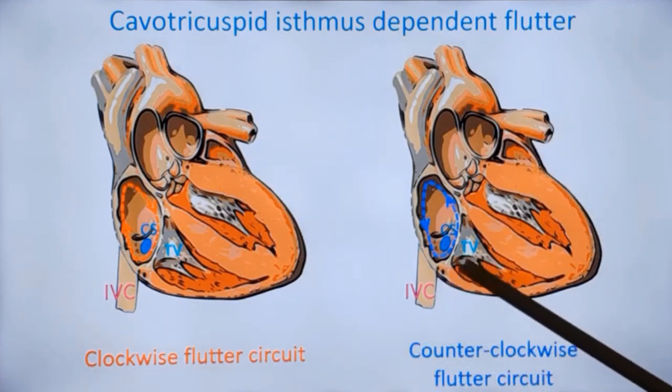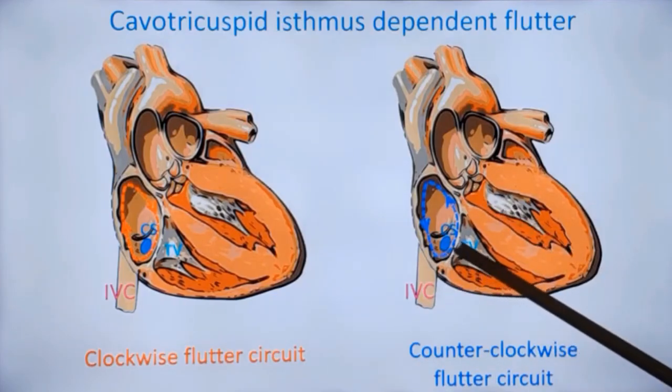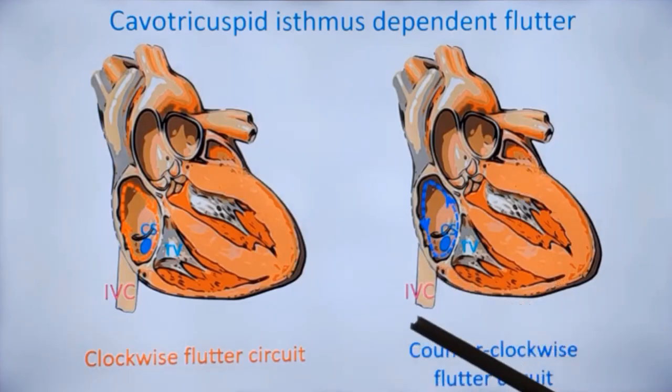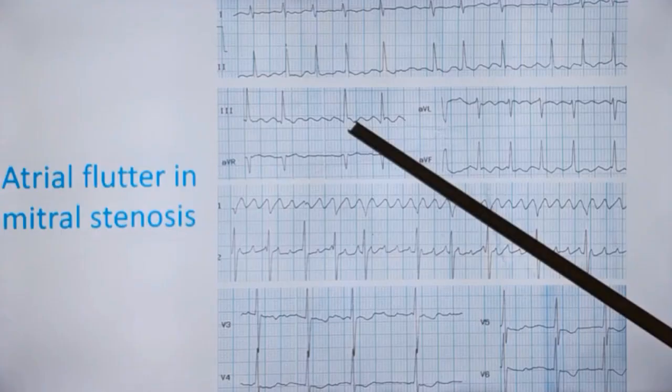So then there is another thing. Flutter need not always be due to cavo-tricuspid isthmus related re-entry. It can also be scar related. Suppose there is a scar of previous congenital heart disease surgery, then flutter circuit can occur there also. That is different from the usual cavo-tricuspid isthmus dependent flutter. This is a case of atrial flutter in a patient with mitral stenosis and naturally left atrial enlargement. The features are different here, but this is also a negative here.